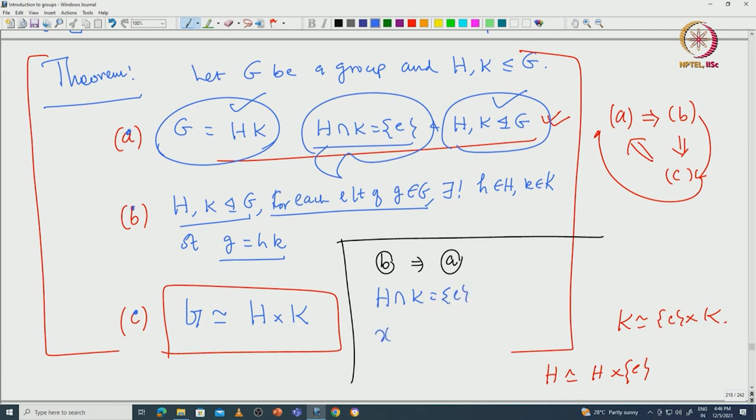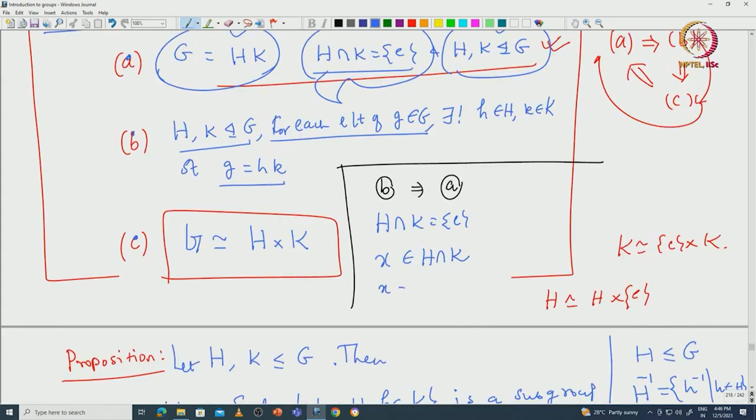So if you take some X inside H intersection K, you can see that it will have two different expressions. X can be written as identity times X and as well as X times identity. This is the tuple E comma X, where E is coming from H and X is coming from K, and this is the tuple X comma E, where X is coming from H and E is coming from K. So that means X is written in two different ways, which is absurd because we have said there is a unique tuple H comma K such that G equals HK.